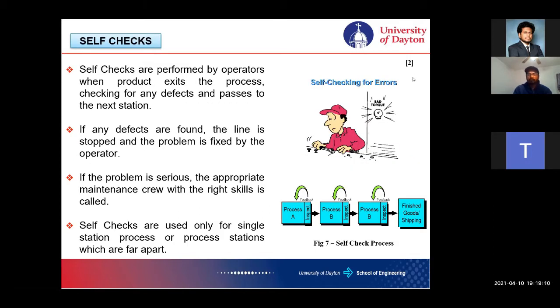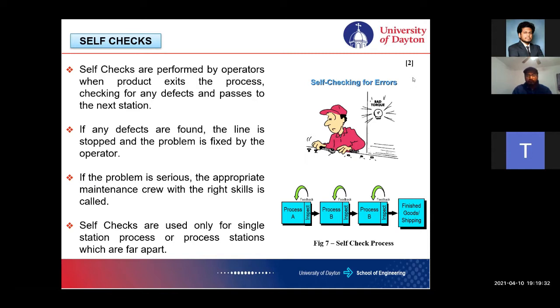Self checks are performed by line operators who immediately check a product which comes out from a process before passing on to the next station. If any defect is found, the operator stops the line and performs investigation on the machine to check why the defect is arising. This is Jidoka, which will be explained later in depth.